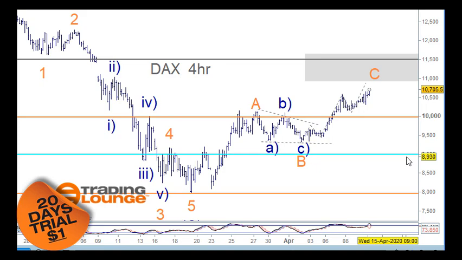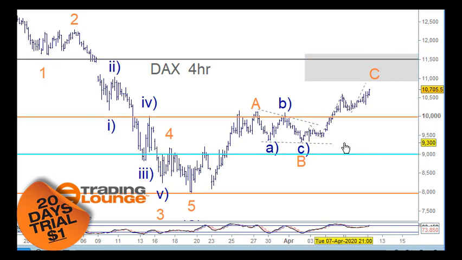Welcome to Trading Lounge and the European indices for the 10th of April, and starting with the DAX on the 4-hour chart, we're simply looking at being conservative, looking at an A wave, a B wave, and 5 waves up for a C wave into the 50-60% retracement level, 11,500, anywhere in this space here.